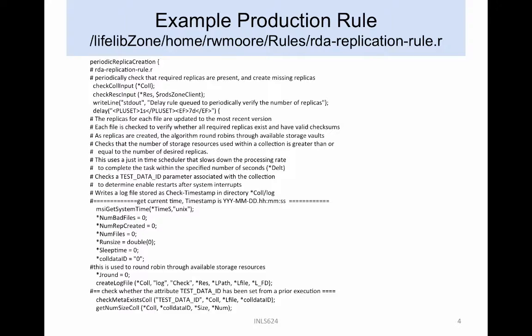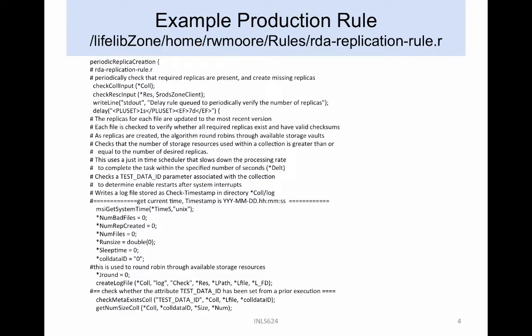This rule implements all 11 production basic operations while periodically checking that the required number of replicas are present and creating missing replicas. The rule updates the replicas to the most recent version, verifies the checksums on each replica, distributes new replicas across the storage vault, checks that there are enough storage vaults to create replicas at distinct locations, implements a just-in-time scheduler to slow down the processing rate to complete tasks at a specified deadline, manages information about which files have been processed as an attribute on the collection, adds new files to the list to process, and keeps a log file of all actions.